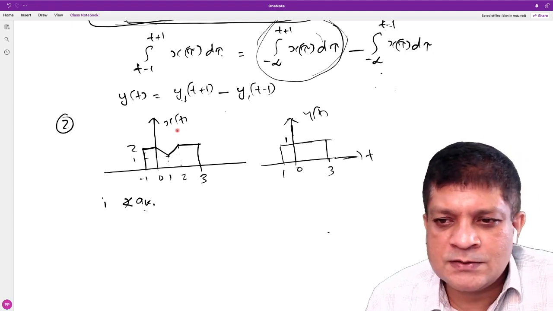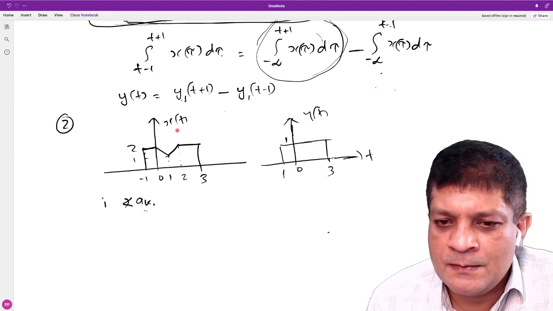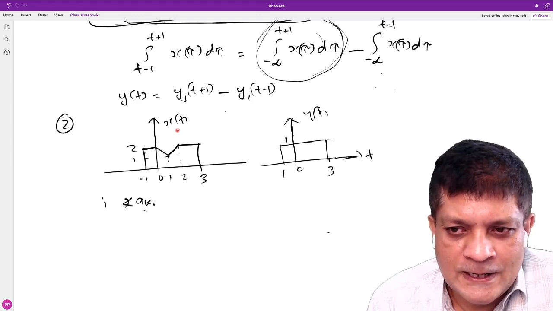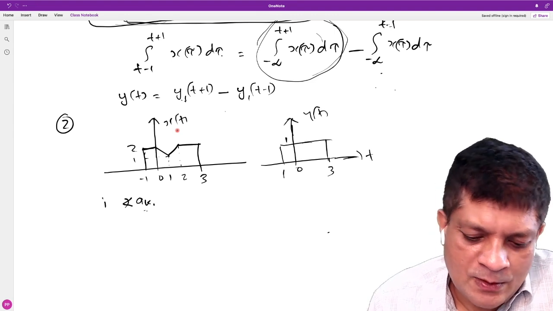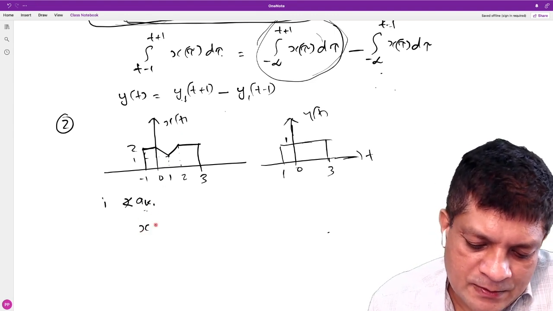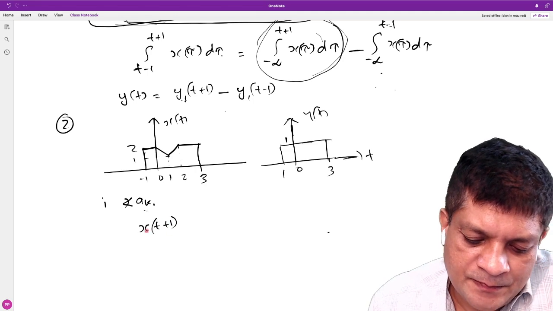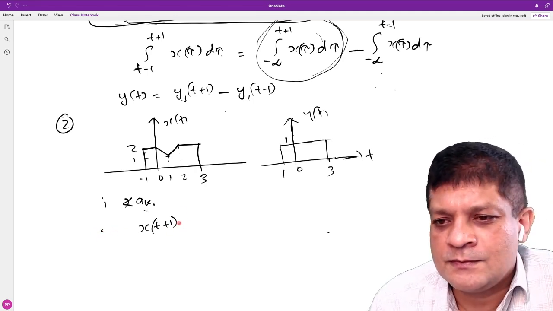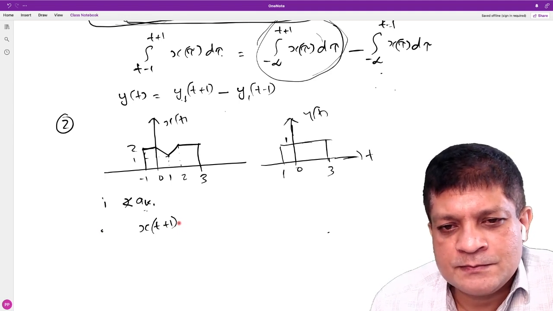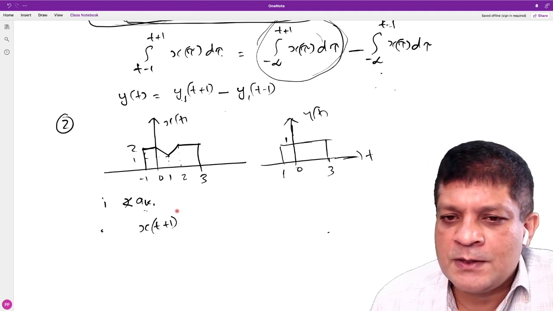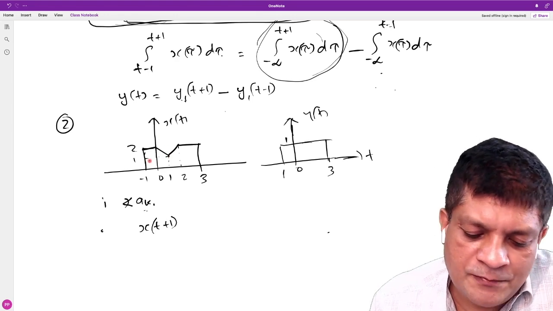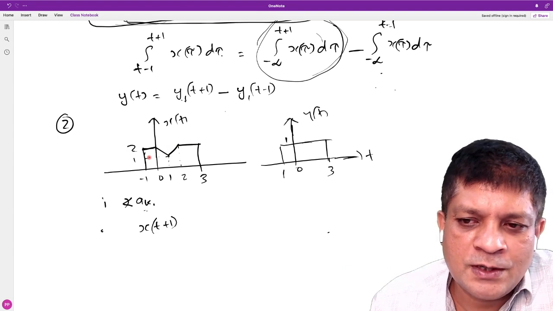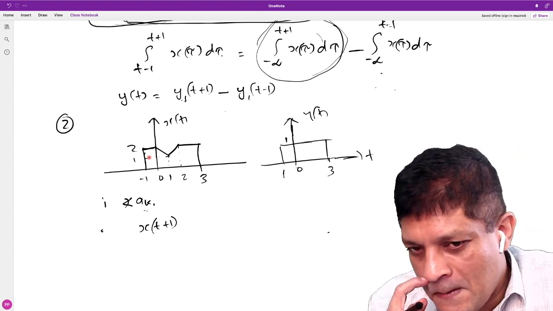x(t) is a real valued signal. Is there any symmetry in that signal, even or odd? No. But if you shift it left by 1 and consider the signal x(t plus 1), is it an even signal? Yes, x(t plus 1) is an even signal. You shift it left by 1 and you get an even signal. It is not only even, it is a real and even signal.